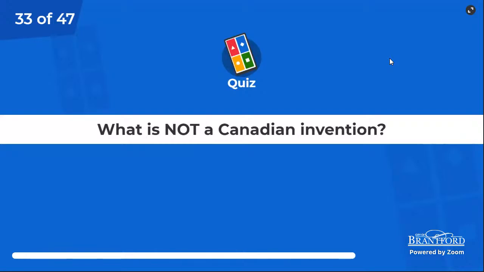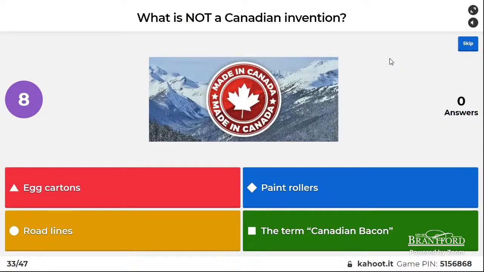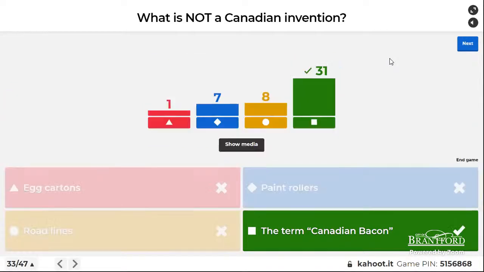What is not a Canadian invention? Egg cartons, paint rollers, road lines, or the term Canadian bacon? Yep, so this one might surprise a few people, but the majority of the participants got this correct. It is the term Canadian bacon.